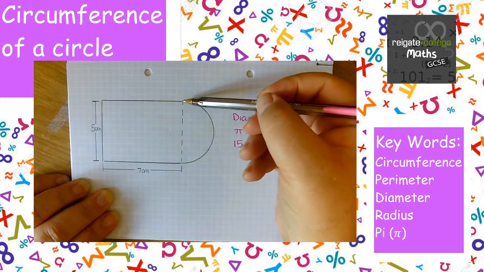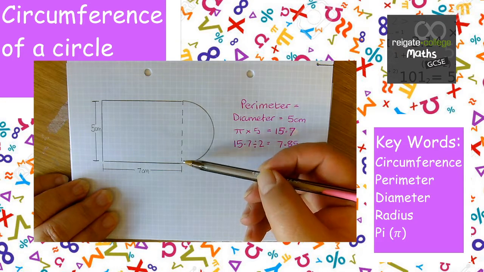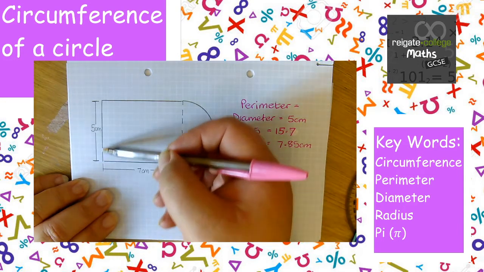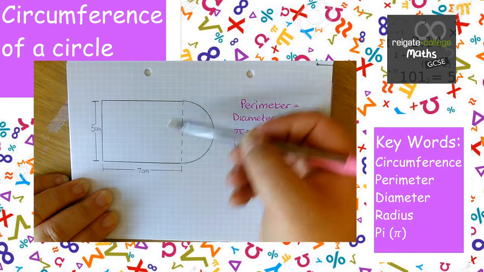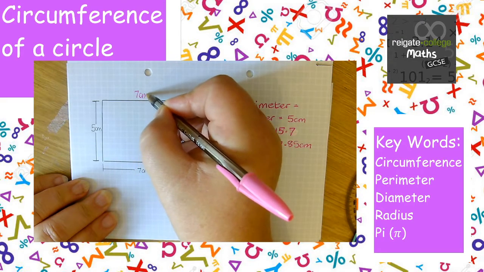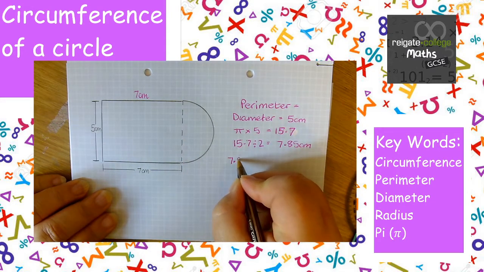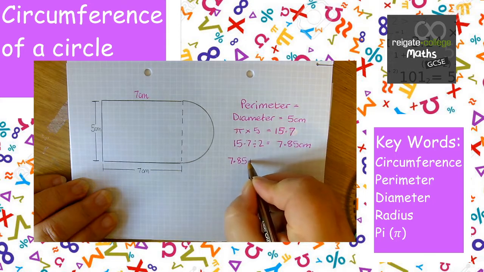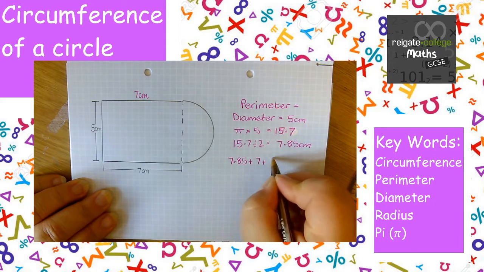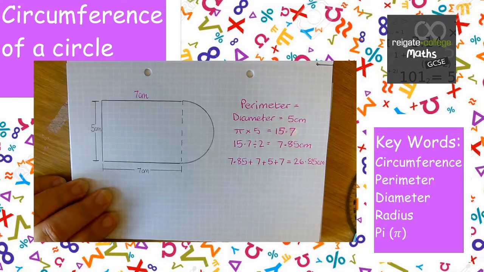So we've calculated the semicircular end of the shape. We now need to add in what's left and identify that the top, which isn't marked up, would be the same as the bottom. So to our 7.85, we're going to add 7 plus 5 plus 7. The perimeter of our shape is 26.85 centimetres.